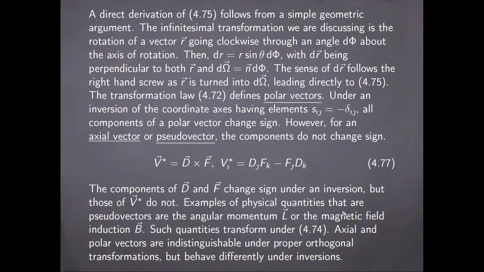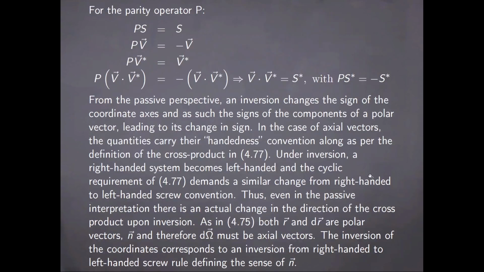Examples of physical quantities that are pseudovectors are the angular momentum L or the magnetic field induction B. Such quantities will transform under equation 474. Axial and polar vectors are indistinguishable under proper orthogonal transformations, but they behave differently under inversions of the coordinate axes.